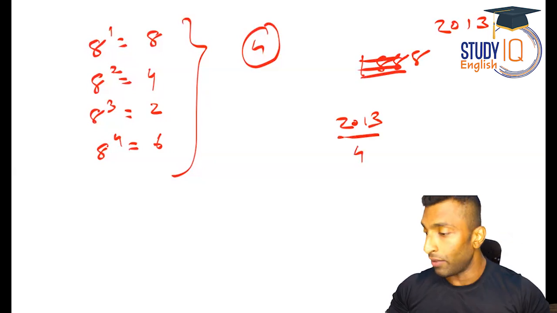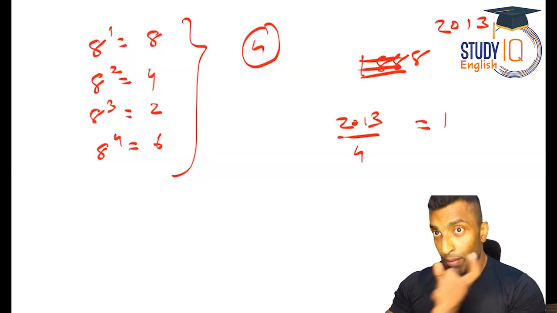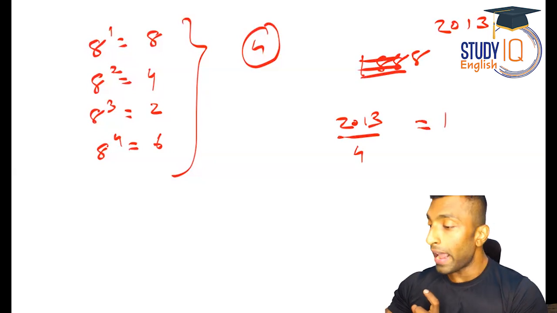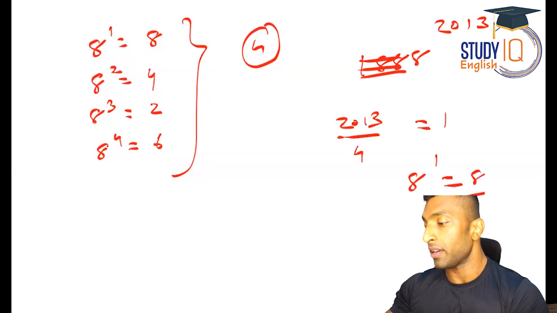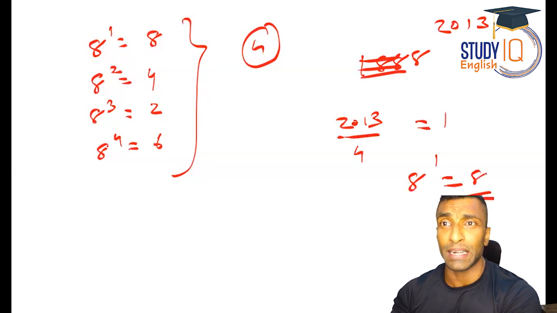12 will be gone. And what is the remainder? 1. So remainder is 1. Then what you need to do? 8 raised to that remainder. 8 is your answer. As simple as that, right?